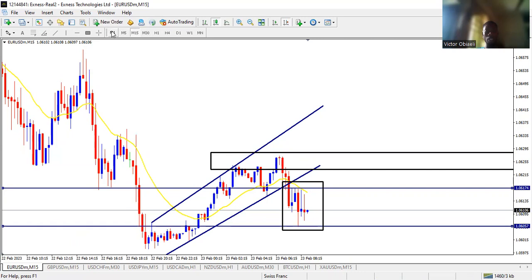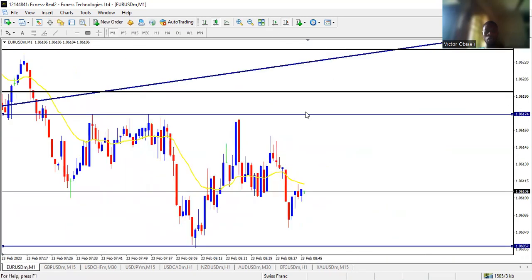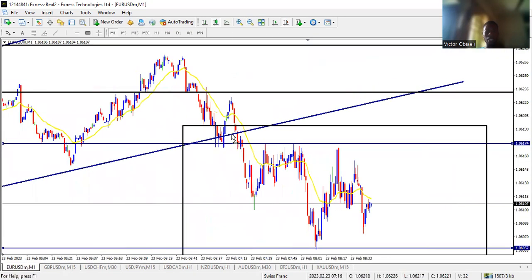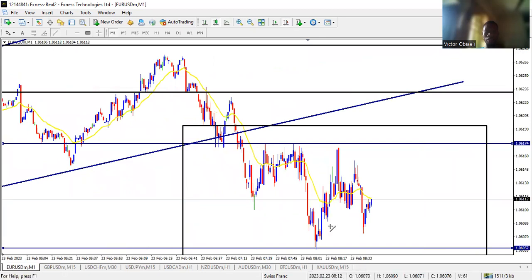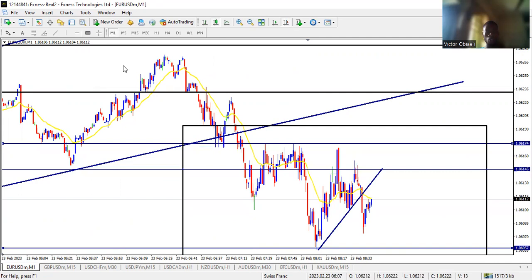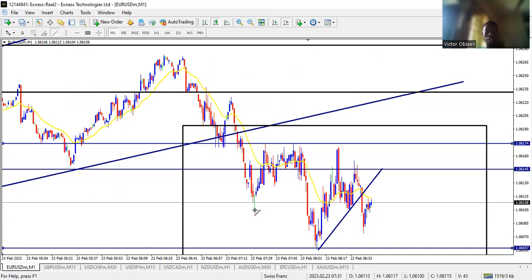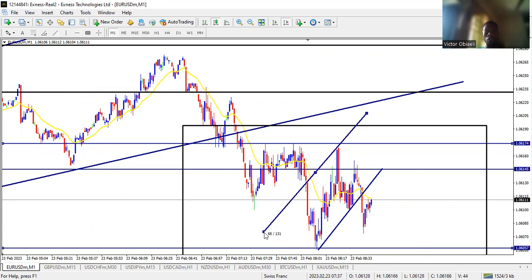I go to the 1 minute time frame, find the retracement of the 1 minute time frame, and this is it. This is the retracement here. Don't mind the way I'm putting my trend line. Just know that I love every price to be in a channel.